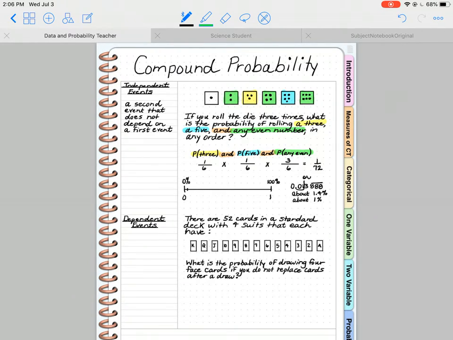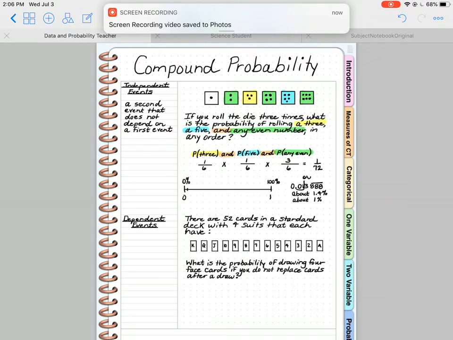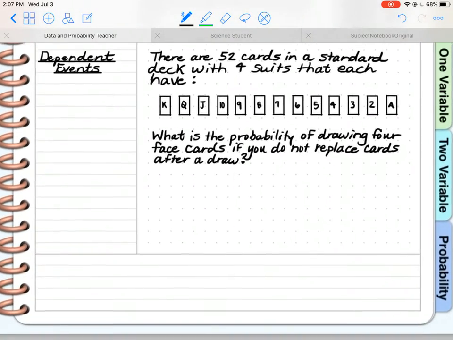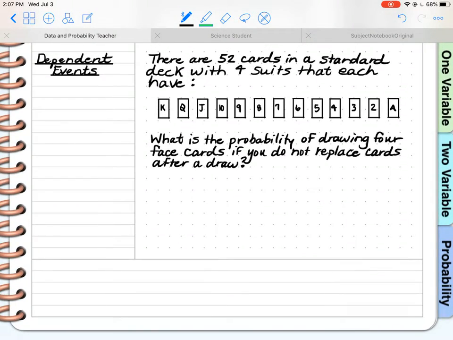Welcome back to the last video in this series. We are doing one more problem on compound probability, and we will have completed our course, which is pretty exciting, I think.